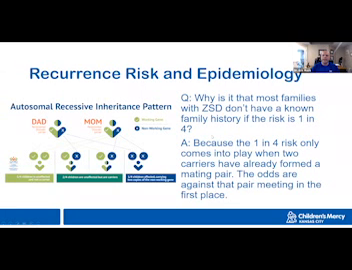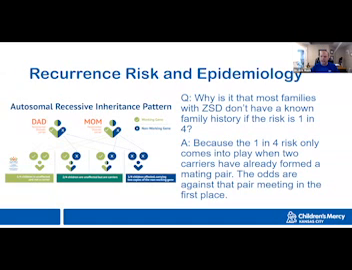And we also know that they can each pass along a working copy, and so those will be unaffected children who are not a carrier. So why is it then that most families with ZSD don't have a known family history if the risk is 1 in 4? This is a question I actually get quite regularly: we've never seen this in the family before. Why not? And the reason is because the long odds are not what occur when the two parents have already decided to have children together. The long odds are for those people to come together in the first place.